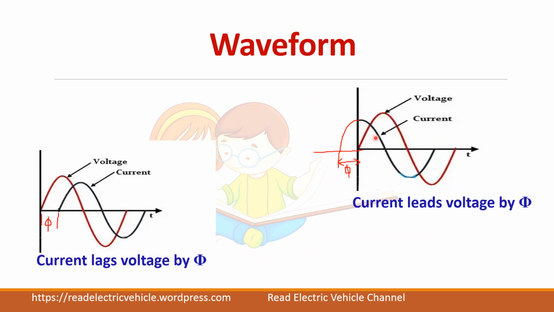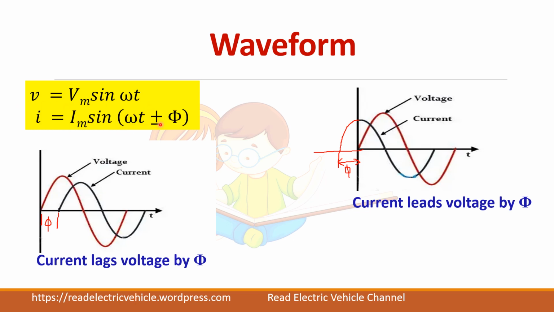So the waveform, you can see voltage and current. Depending upon XL is greater or XC is greater, the current lags the voltage or current leads the voltage by angle phi. So we can write V is equal to Vm sin omega t, and I is equal to Im sin omega t plus or minus phi. So you will get plus sign in case XC is greater, that is capacitor is more, or when the inductive reactance is more, you will get a negative sign.